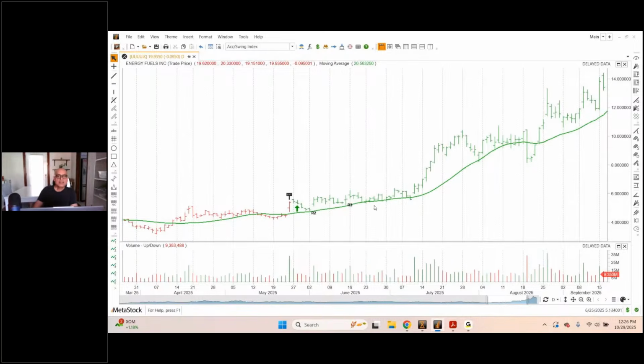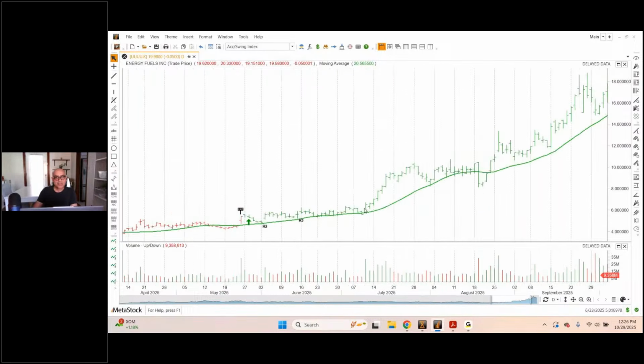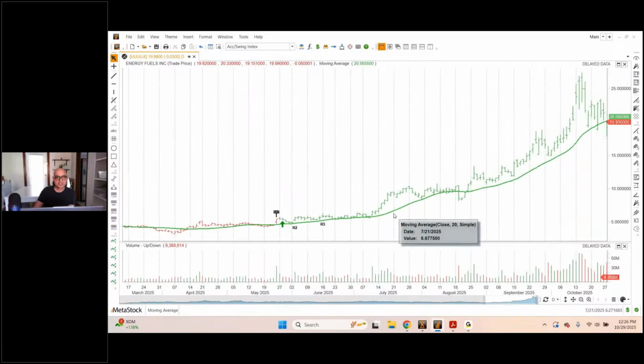This 20-day simple moving average, why am I using that? It's just a comfort level for me because I'm trading a daily chart. If you're trading a 5-minute chart, you may want to use a 50 or a 200 period simple moving average. Whatever is comfortable for you. What we want to do is we're looking to see where we have support and resistance.